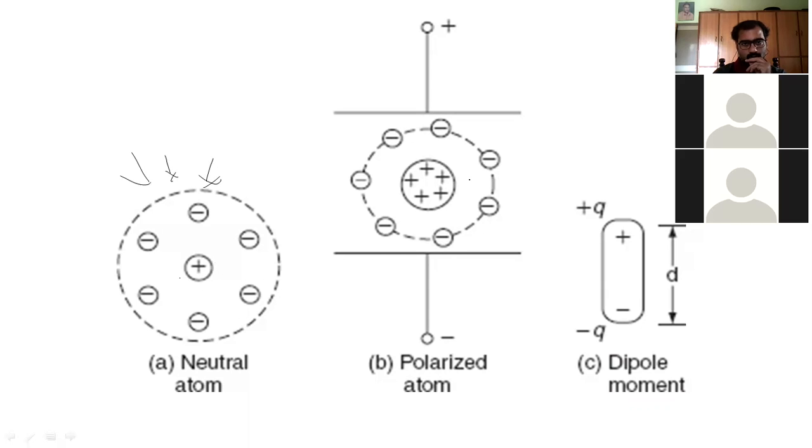Okay, when I place it between the two electroplates, we are going to have the process of polarization. Polarization means we are going to have interatomic force. Due to that interatomic force, the positive charges and negative charges are going to be distributed.